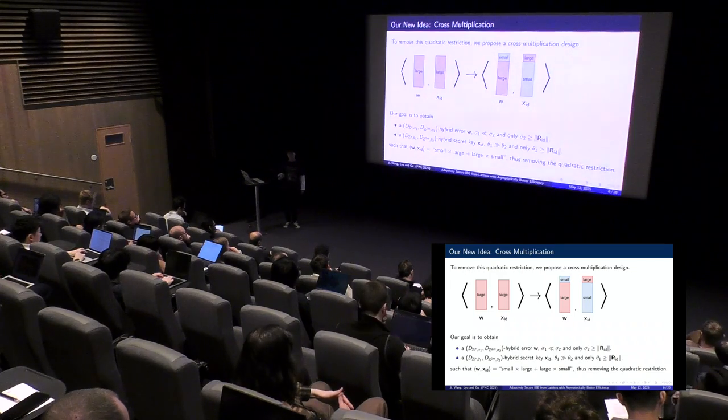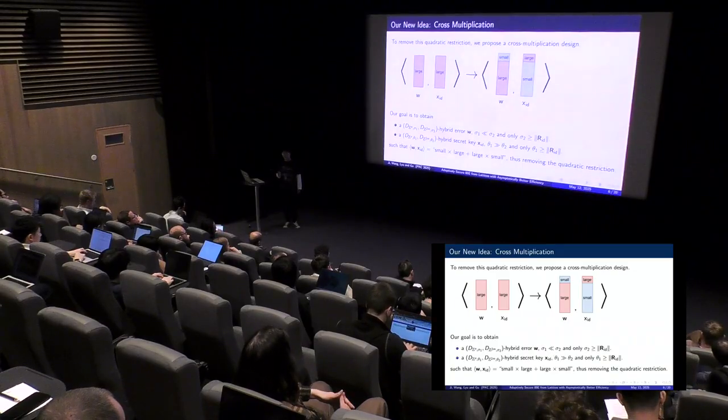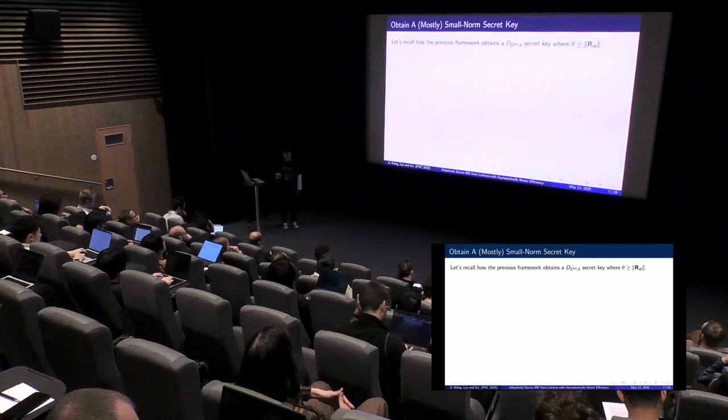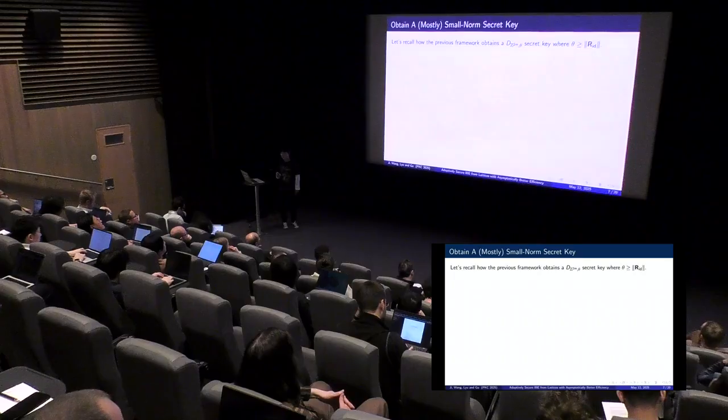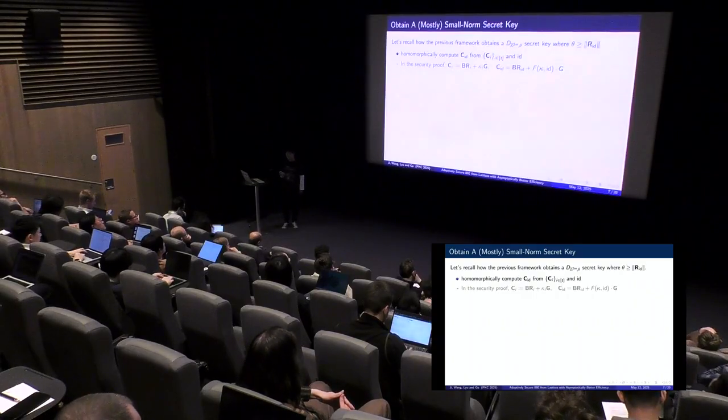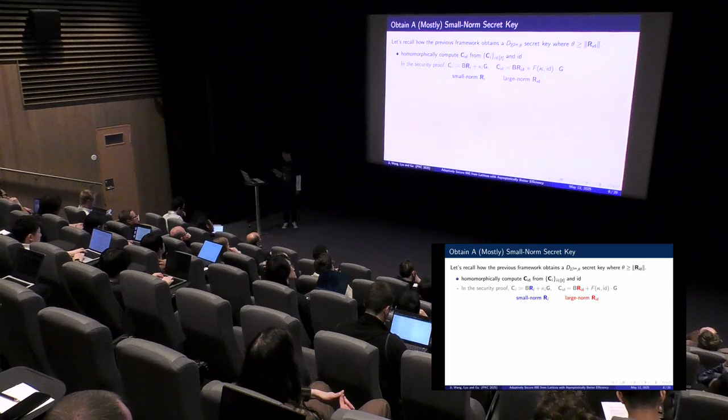Next, I will show two novel techniques for how we get such a hybrid error and hybrid secret key. Let's first recall how the previous IBEs get the secret key. They homomorphically compute C_ID from the C_i's and ID. In the security proof, the R_i in C_i is of small norm, but after the homomorphic computation, the R_ID becomes large norm.